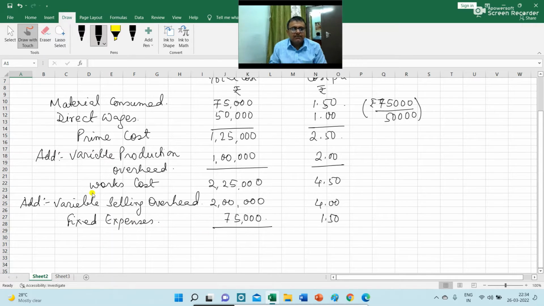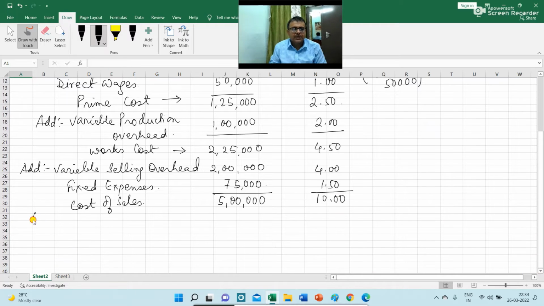So if you add up with the works cost, the selling expenses, you will get the cost of sales. And cost of sales is rupees 5 lakh. And the per unit cost is rupees 10.